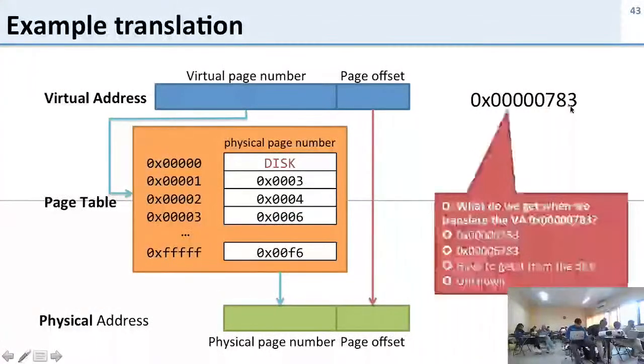Here's another one. So here's another virtual address, and here's a question about it. What do we get when we translate this virtual address?